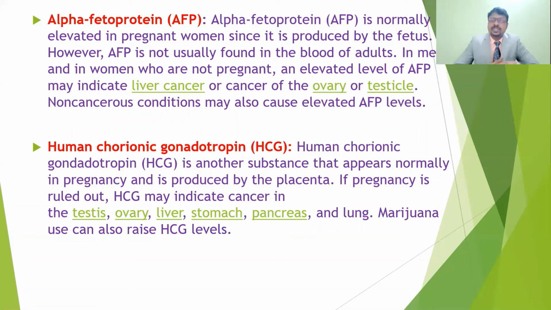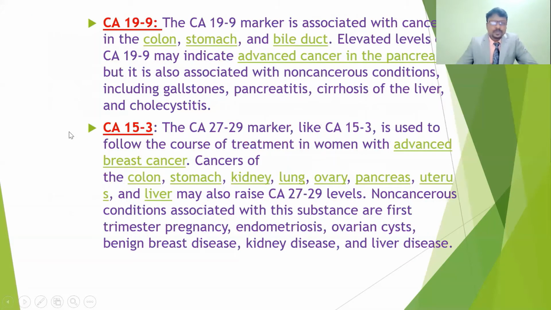So we can diagnose cancers too. So what type of cancers, according to the tumor markers? And also this other marker, CA 19-9. This is also going to be elevated in colon and stomach cancers. So these levels are going to be increased.